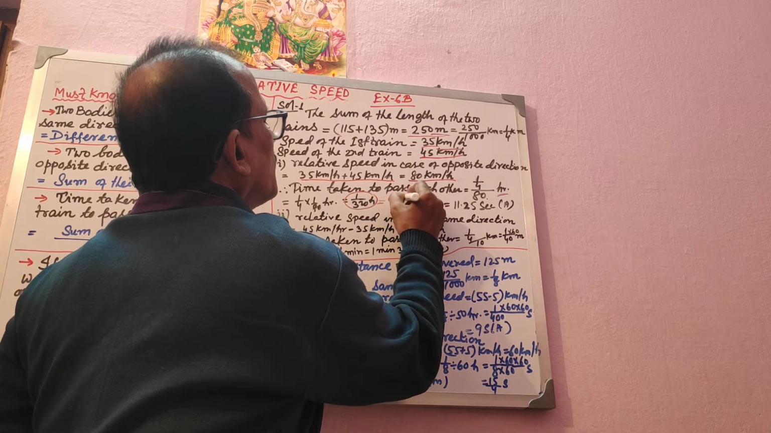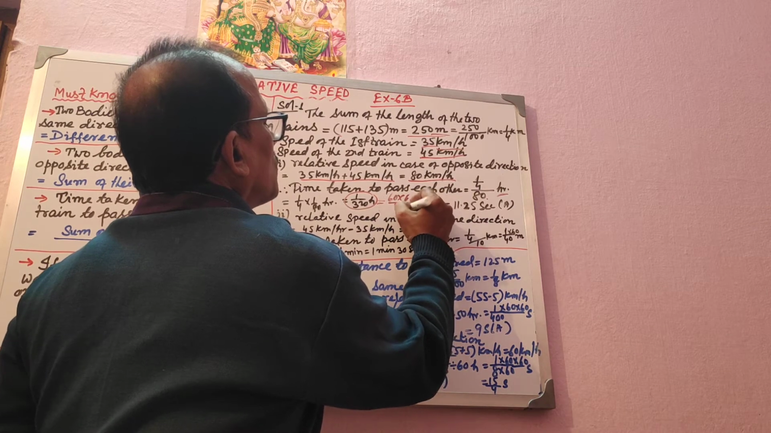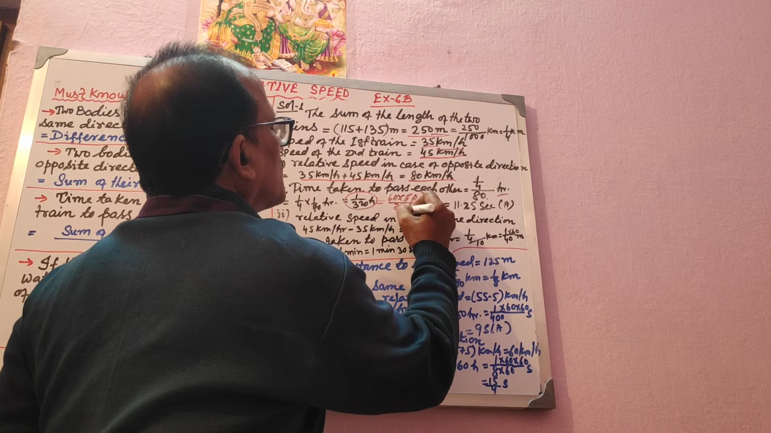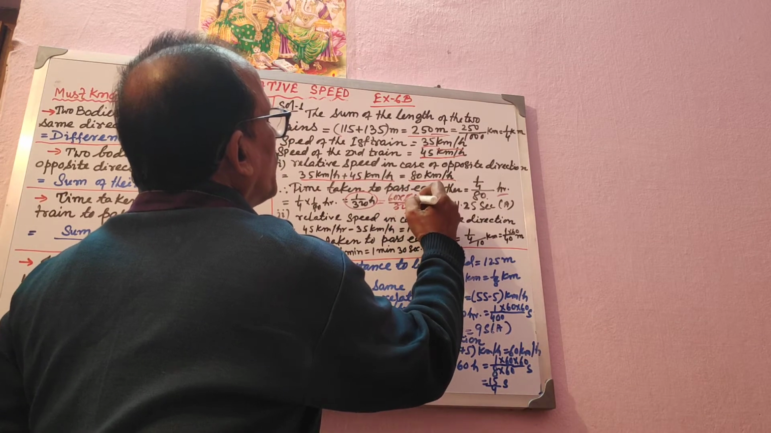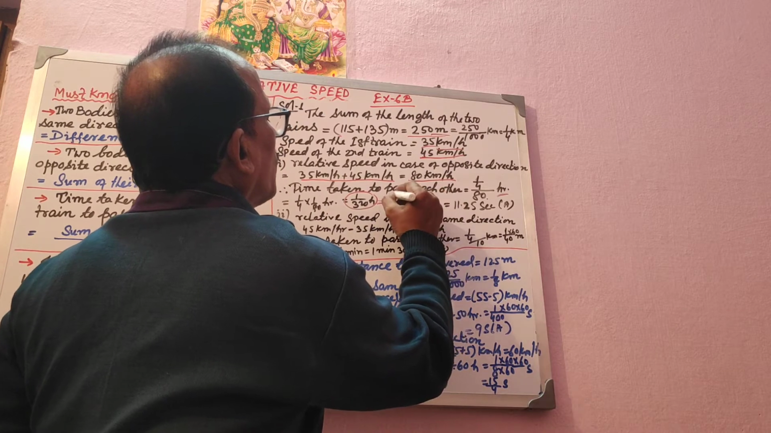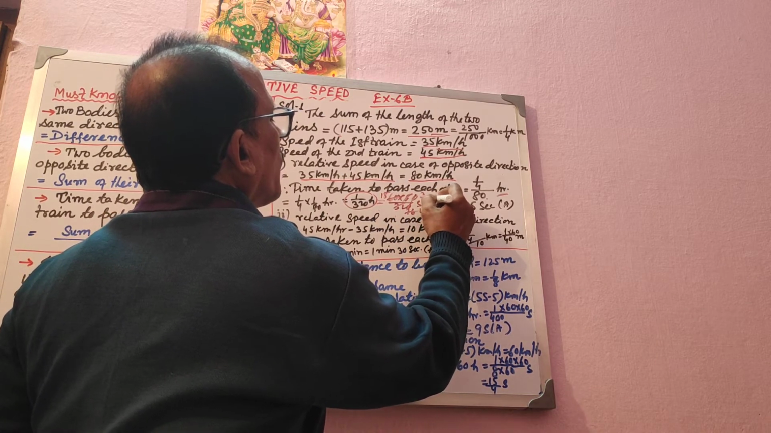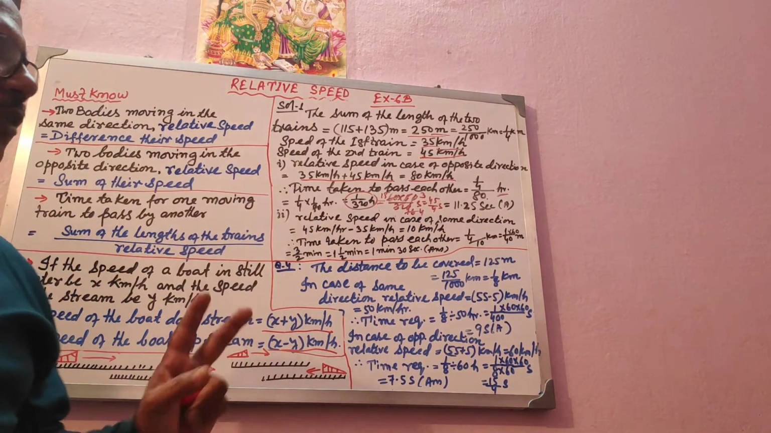60 into 60 divided by 320 second, which is equal to 60 cancel, 3 2s are and 16, then 16 can go with 4, and this will become 15. 45 by 4, 45 by 4 second is equal to 11.25 seconds. I hope you have understood it.